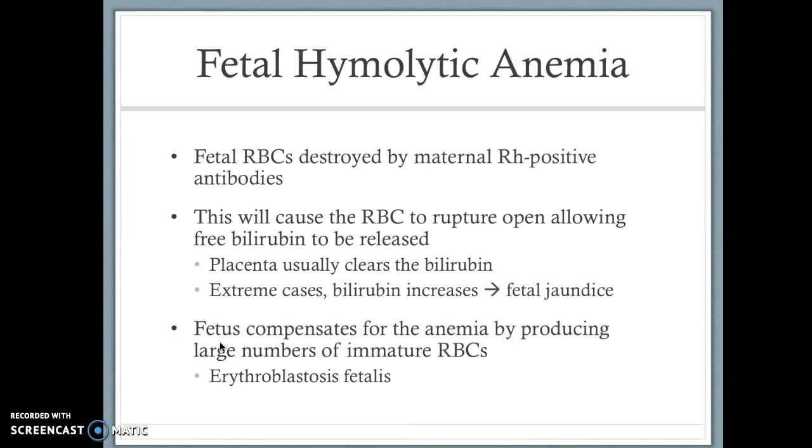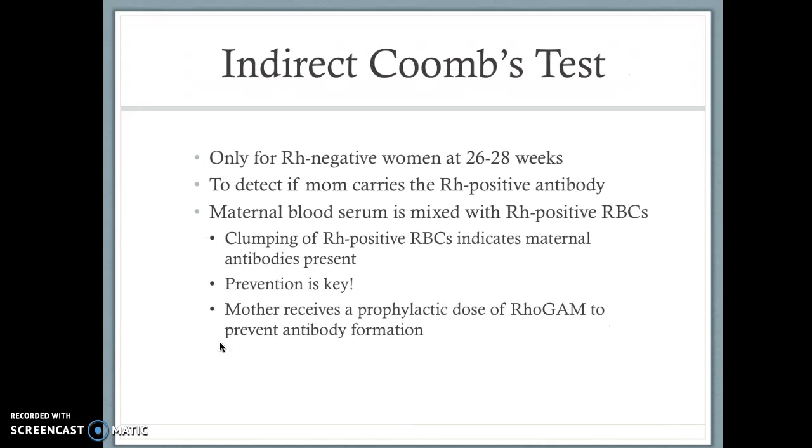The fetus can compensate for the anemia by producing a large number of immature red blood cells, and that's a condition called erythroblastosis fetalis. So there's a test called the indirect Coombs test, which is done only for RH negative moms at 26 to 28 weeks, to detect if the mom carries any antibodies against the RH positive red blood cells. And this is to protect the baby.